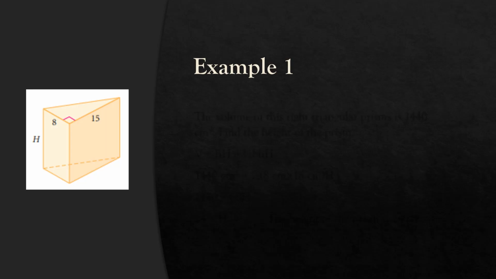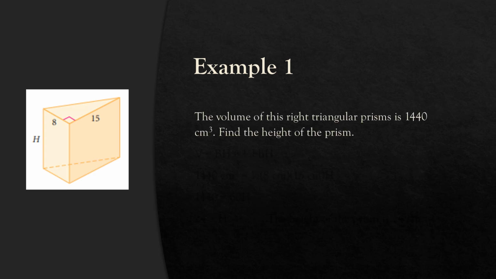We're going to do 3 examples today. In our first example, we have this right triangular prism. We're given that the volume is 1,440 cubic centimeters. What is the height if we know that the triangle has a base of 8 and a height of 15?